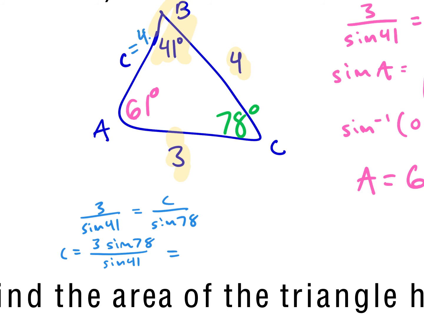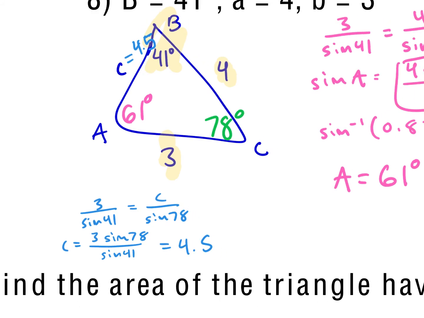4.5. Why couldn't you solve C first, or you could? You couldn't, because we were given the pair of B's and A, so I didn't have anything about C. I couldn't set up a proportion because I had 2 unknowns for C. All right, so side C is 4.5.